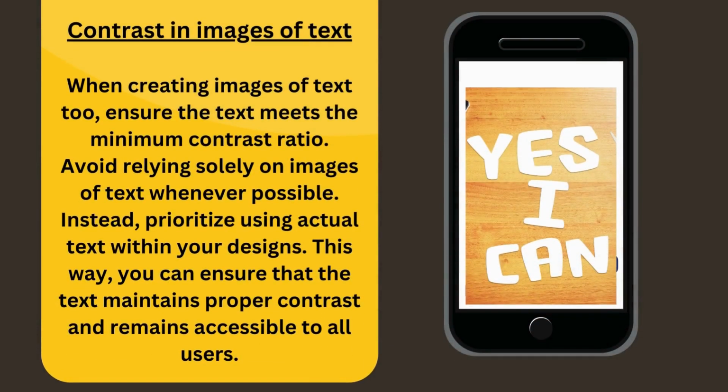Second, check contrast in images of text. When creating images of text too, ensure that the text meets a minimum contrast ratio. Also, avoid relying solely on images of text whenever possible. Instead, prioritize using actual text within your designs. This way, you can ensure that the text maintains proper contrast and remains accessible to all users.